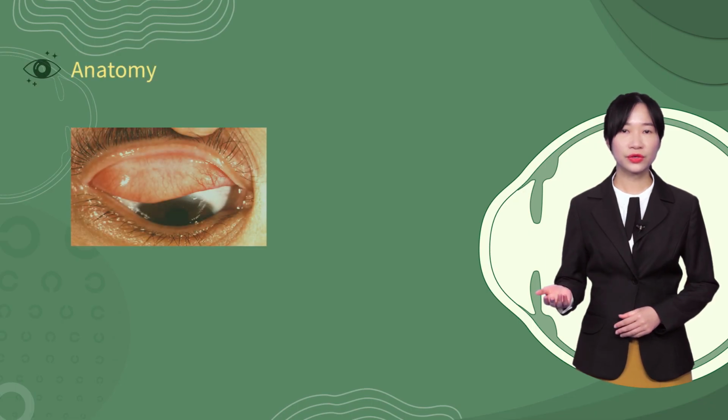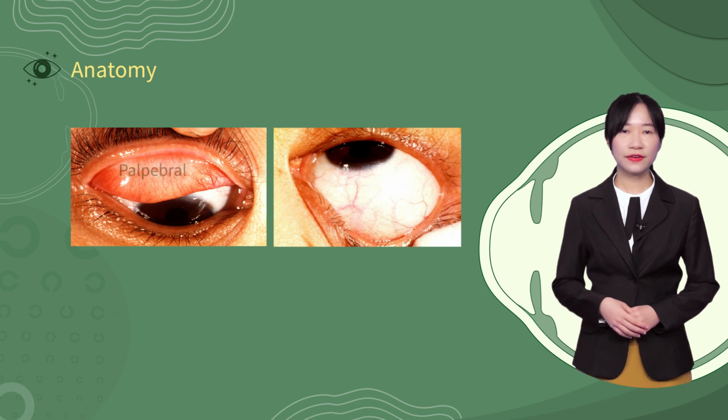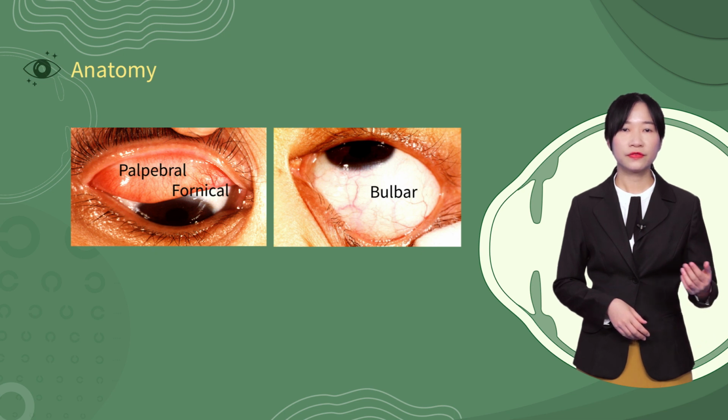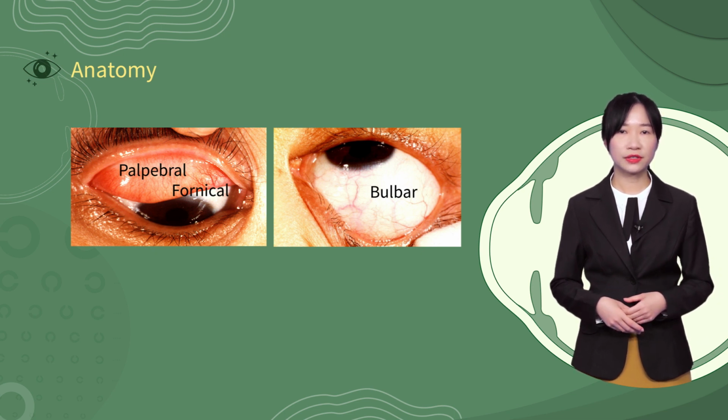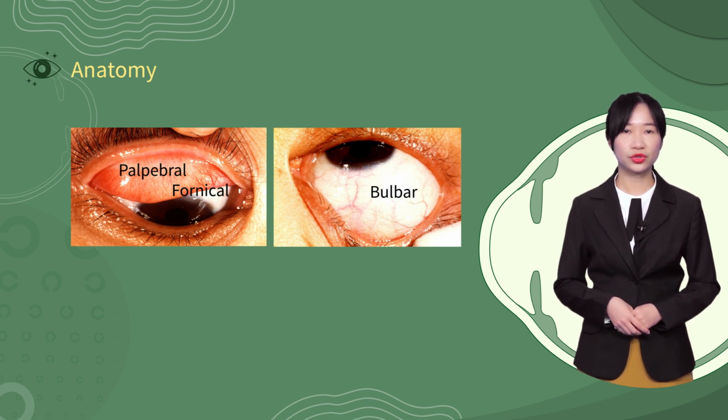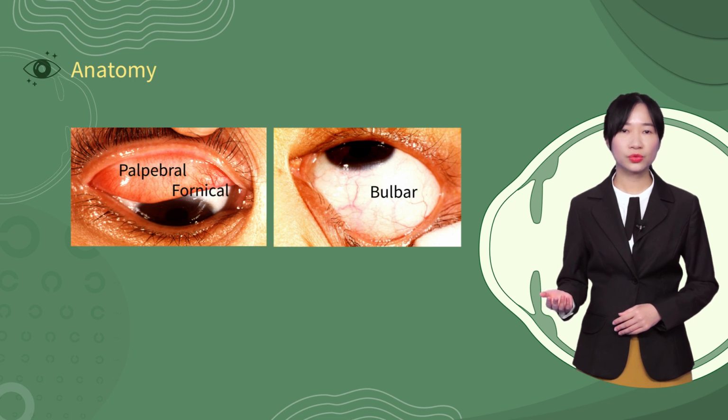Let's just have a quick review of the anatomy. The conjunctiva is a transparent mucosal membrane that lines the inner surface of the eyelids and the anterior surface of the globe. It is divided into palpebral, fornical, and bulbar conjunctiva. The palpebral conjunctiva starts at the mucocutaneous junction of the lid margins and is firmly attached to the posterior tarsal plate. The fornical conjunctiva is loose and redundant. The bulbar conjunctiva covers the anterior sclera and is continuous with the corneal epithelium at the limbus.